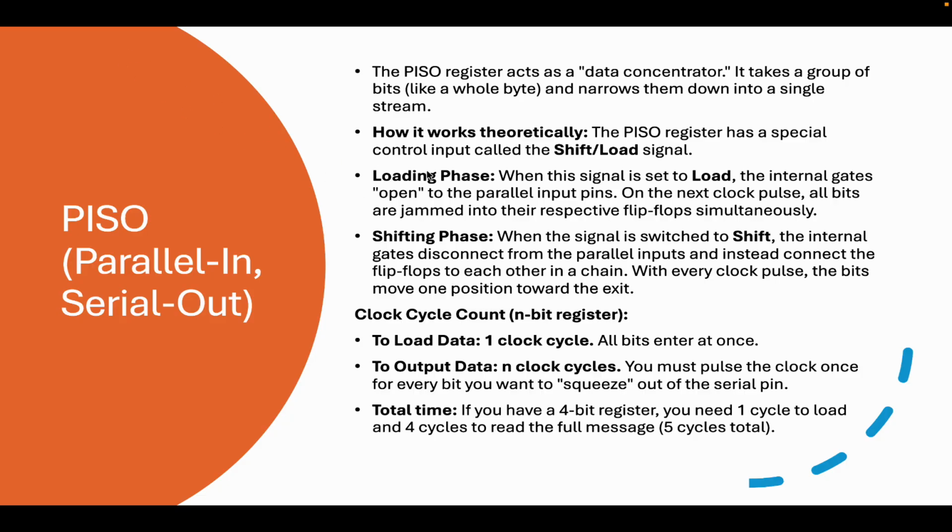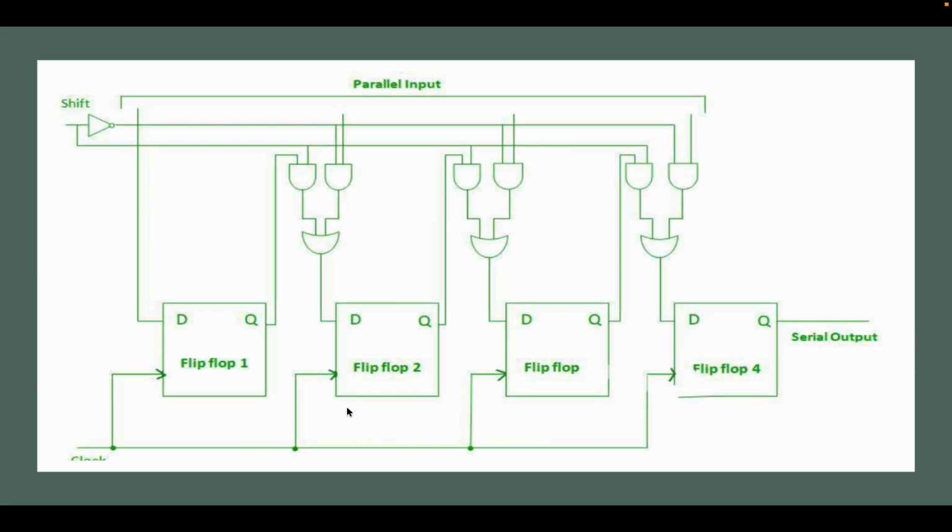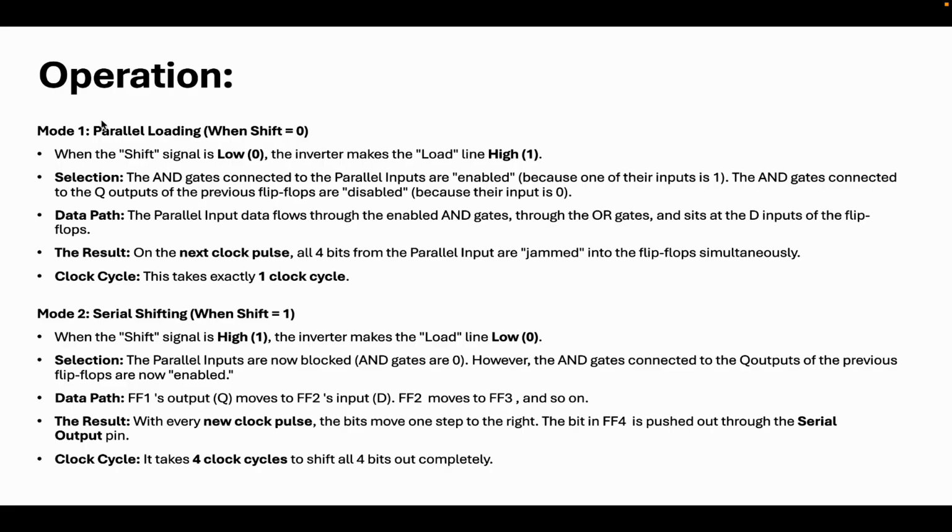It is divided into 2 phases, that is loading phase and shifting phase. Loading phase will be your parallelly giving the input, and shifting phase will be reading the output. That means after whatever data you have given in parallel, you need to shift it right through all the flip-flops. That is when this is used. Here one important mode we have, that is using shift. Consider your shift is either 0 or 1, and this is your load line. So what this load line does will exactly tell you the operation method.